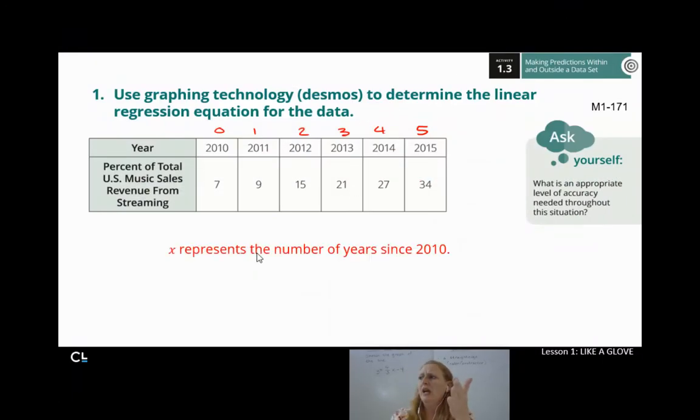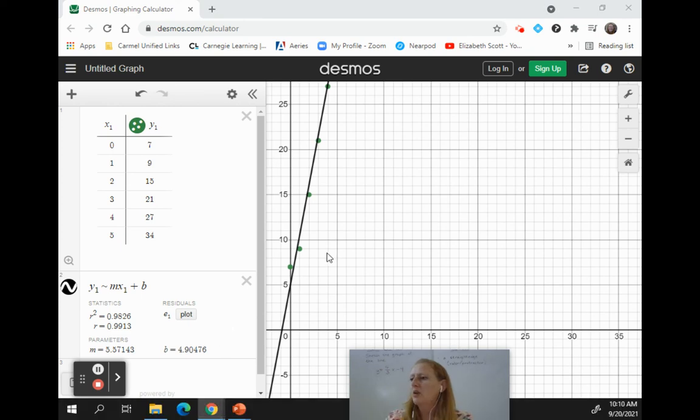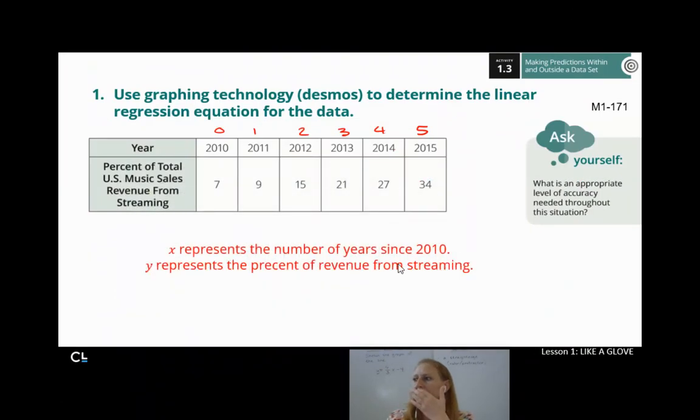I said, okay, X is the number of years since 2010. So I did make a note of that. And actually, just to make this easier, let's go ahead and round to 1 digit behind the decimal. So if I do that, that means my slope is going to be about 5.6-ish. And if I do that for my y-intercept, it looks like it'll be about 4.9. So I'm going to go ahead and round those. So y equals 5.6x plus 4.9, X being the number of years since 2010 and y being the percent of revenue from streaming.